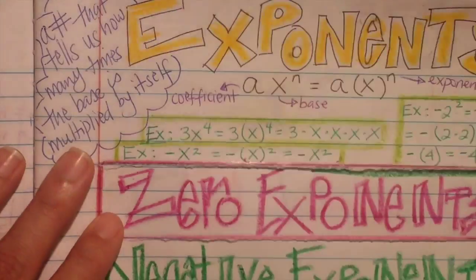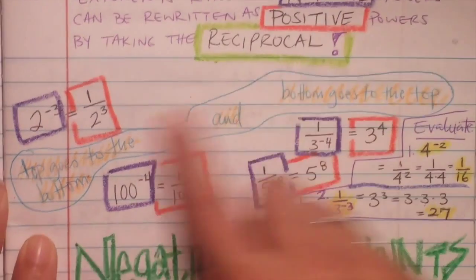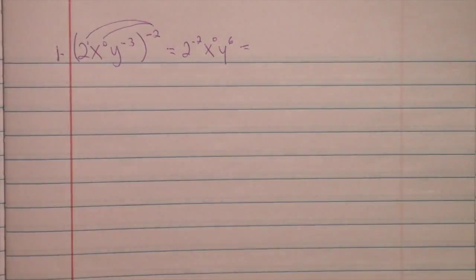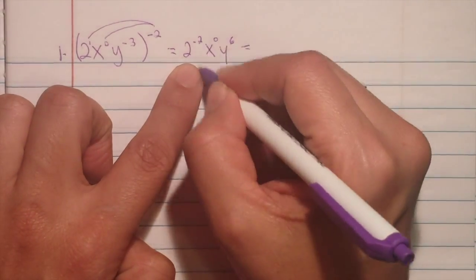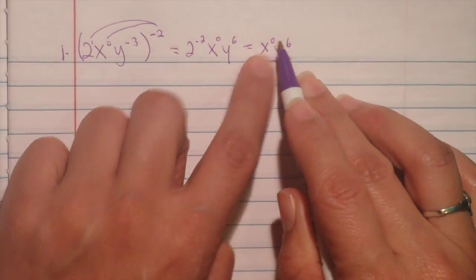Now I'm going to look at that negative exponent. So for negative exponents, the rule says to change the negative to a positive by taking the reciprocal. Top goes to the bottom, bottom goes to the top. So it's on the top, so it's going to go to the bottom. So it's going to be x to the 0, y to the 6, and then 2, positive 2, on the bottom.